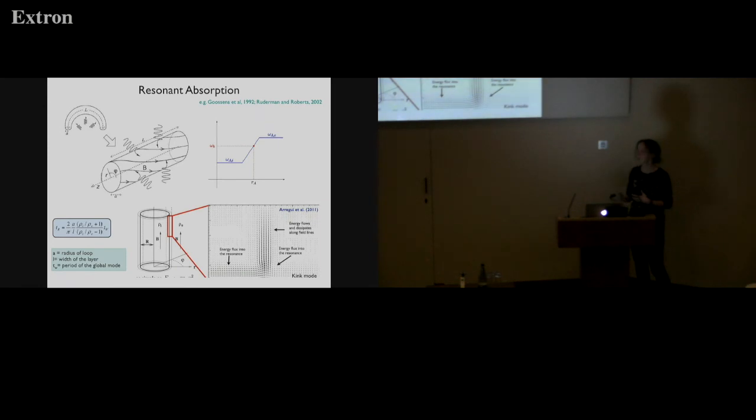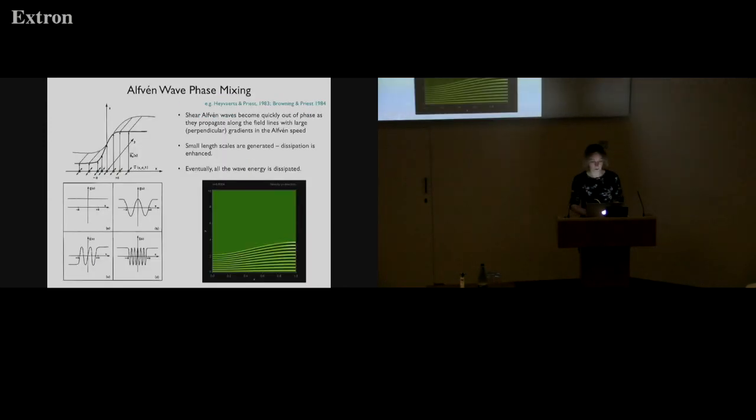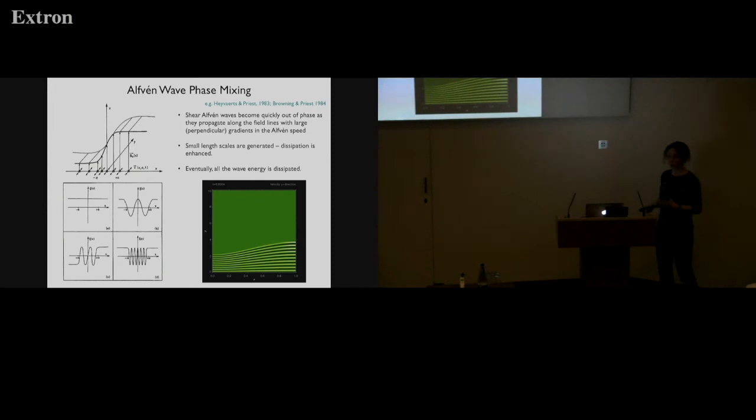Okay? And the idea is that all the energy is sucked into that resonant layer, which then means it'll sit on a very small length scale and allow dissipation to happen. So this is just, again, a schematic of all the energy being sucked into a very narrow region in the boundary of this loop. Okay, so that's a very basic picture of resonant absorption. And a similarly basic picture of phase mixing.